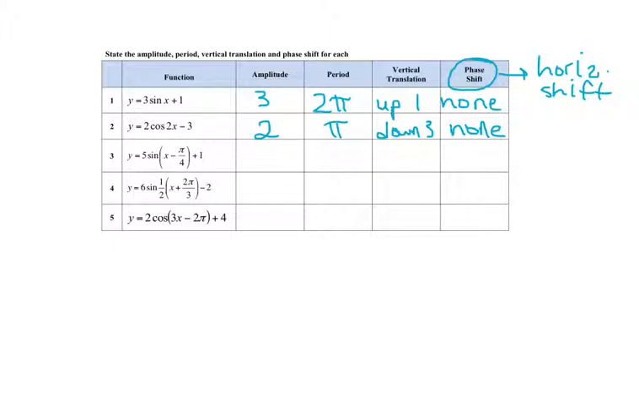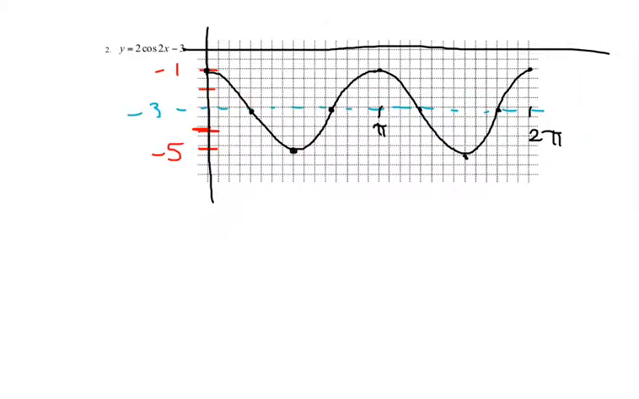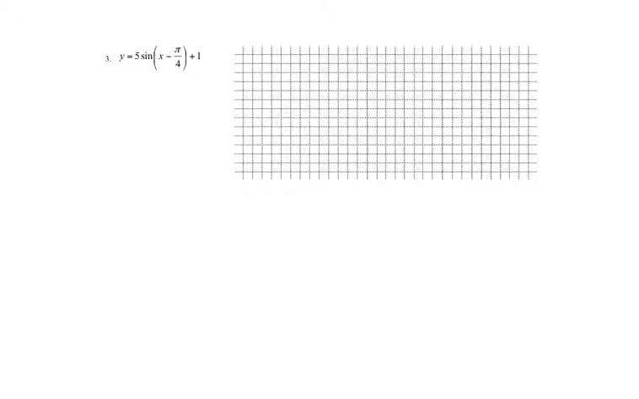All right, amplitude is 5. Period, my b value is 1, so period is going to be 2 pi. Vertical translation, I'm going to go up 1. That's my d value. Now I've got a phase shift, so my graph is being moved to the right by pi over 4. So if I think about this graph, because my period is still 2 pi, but I've been moved to the right by pi over 4, that means that one full cycle is going to be 2 pi plus pi over 4.